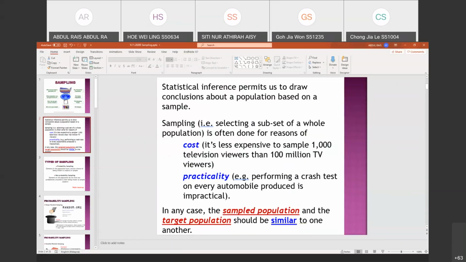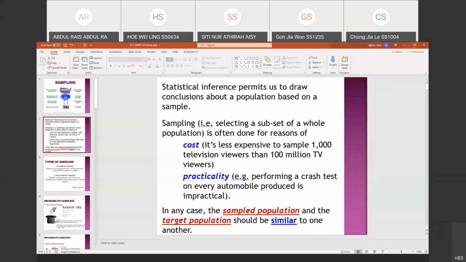Because statistical inference permits us to draw a conclusion for a population based on a sample, and sampling is often done for these two particular reasons. Cost, because it is less expensive to sample, let's say, 1,000 food handlers, maybe dalam Terengganu, as compared to pada 1 million of the whole state of Terengganu.